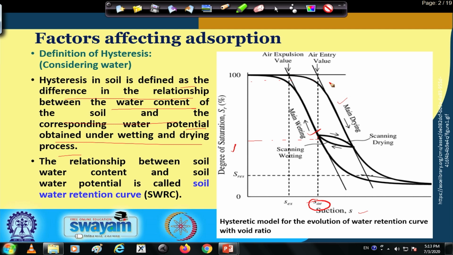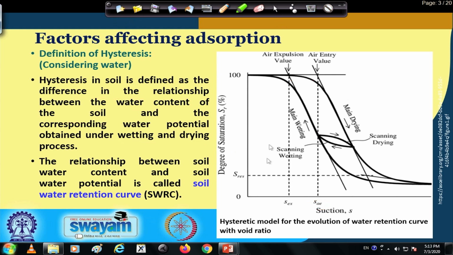Hysteresis in soil is defined as the difference in the relationship between the water content of the soil and the corresponding water potential obtained under wetting and drying processes. The relationship between soil water content and soil water potential, where soil water potential has the same value as soil water suction, is known as the soil water characteristic curve, or soil water retention curve.